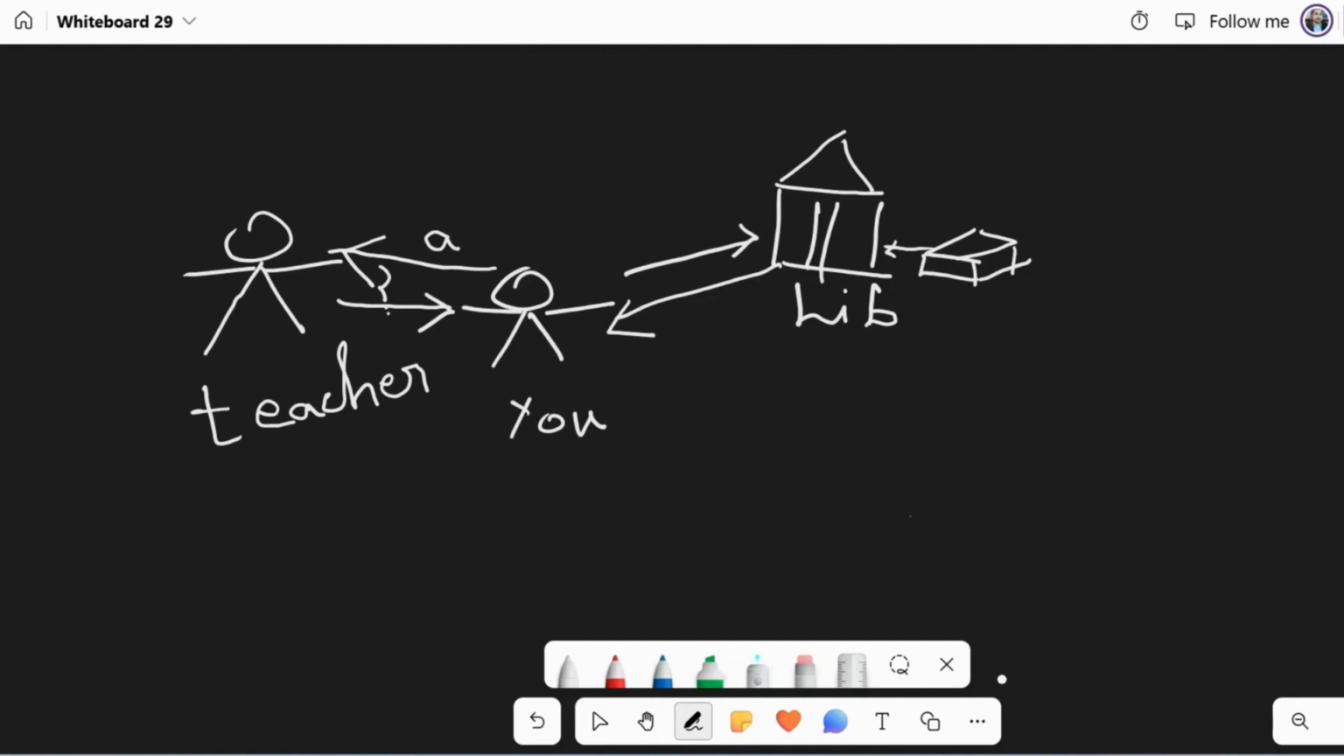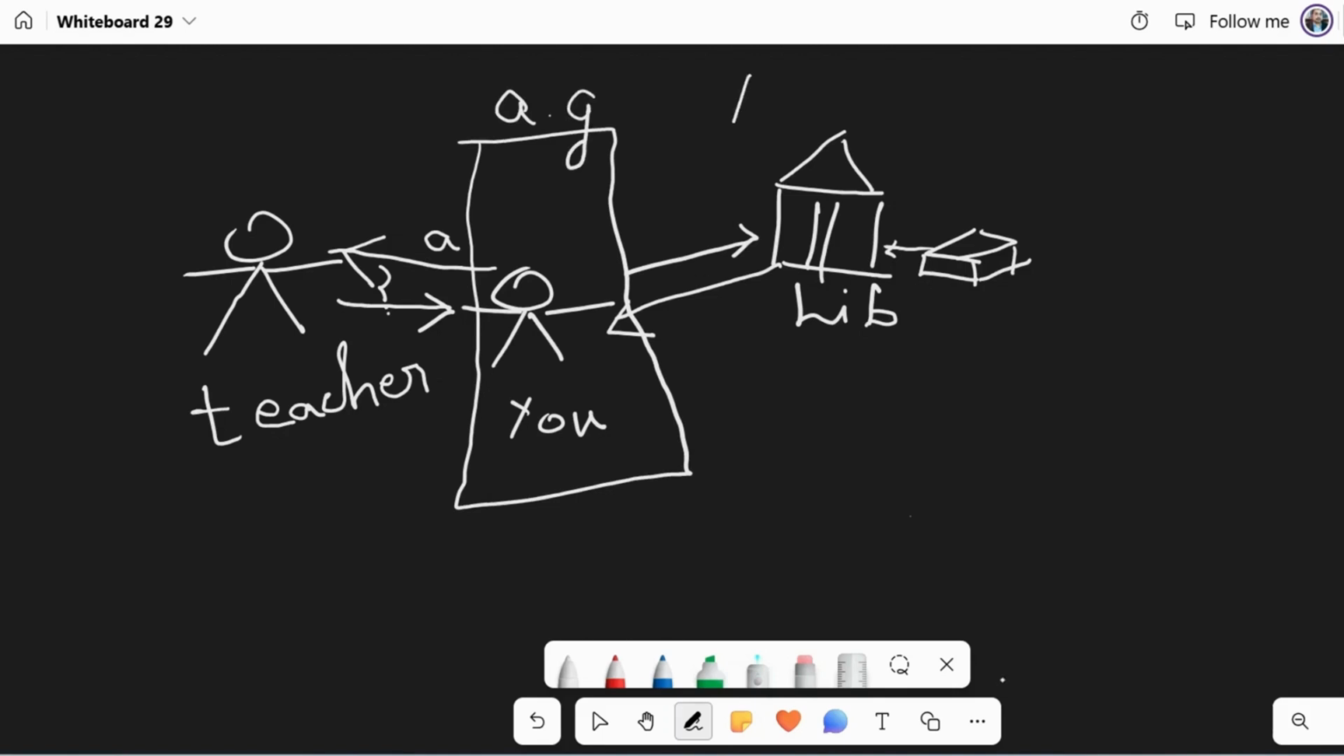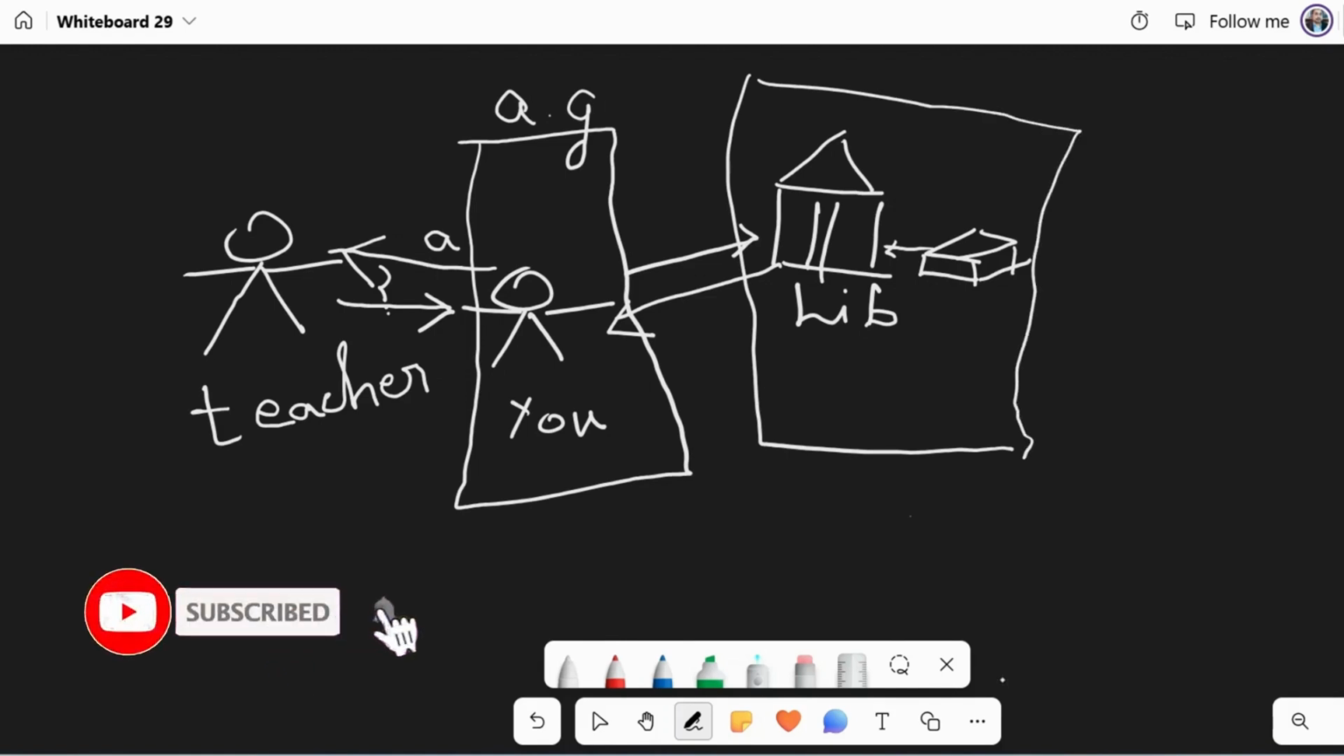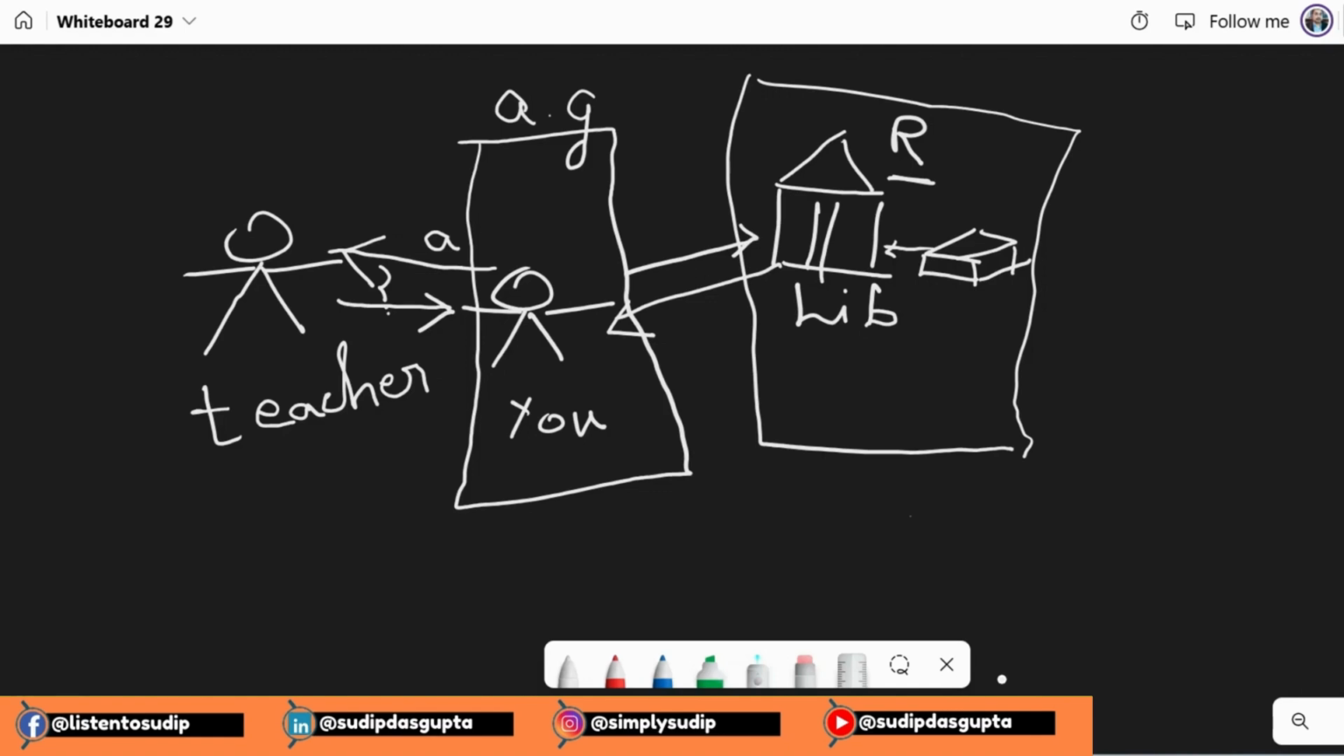So in this system you are the augmented generator, let's call it AG. And this library and the books is the retrieval system, let's call it R. So this is the entire architecture, or the RAG architecture, that a human being generally follows when he is not sure what the answer to a particular question is.